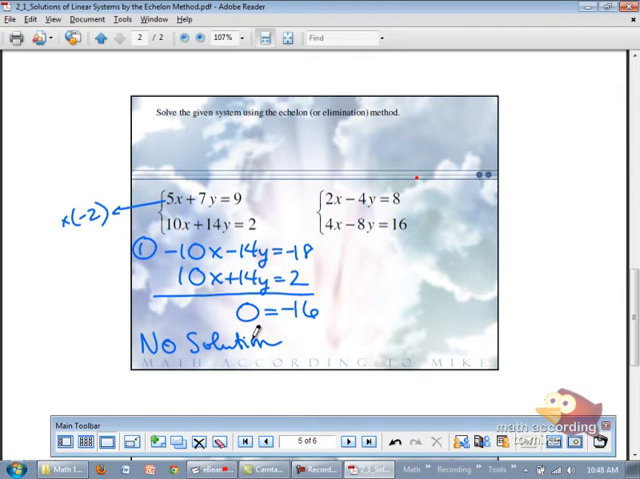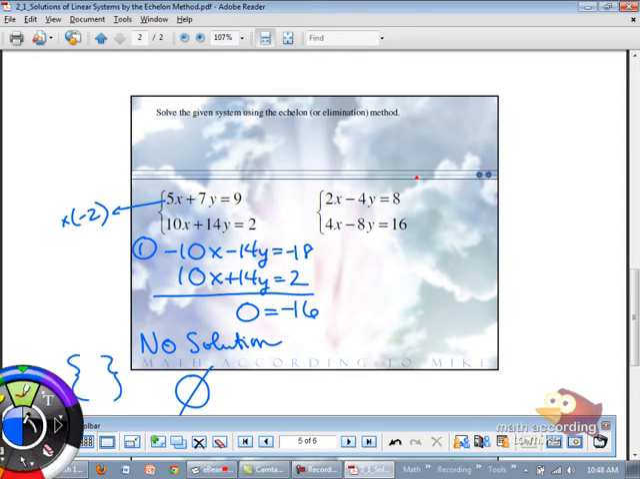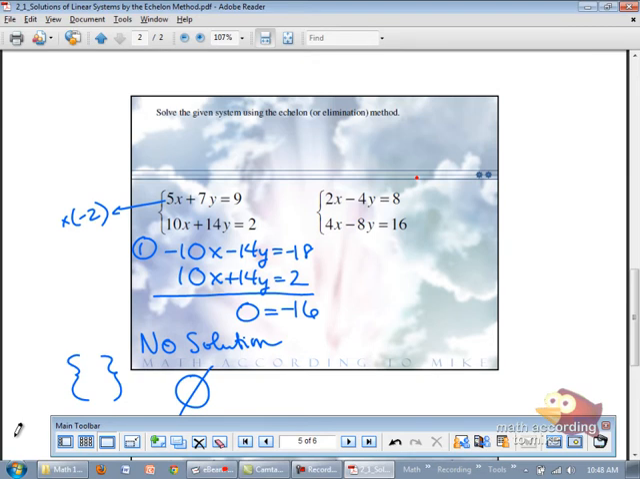If you like symbols, you can draw that one. If you're even fancier, you can do braces. Notice the pinky out with nothing in them. However, please understand, I don't know if I mentioned this already, this is no solution. This is not the number 0. In a computer science class, this is the number 0. But if the answer is 0 and you write this, you are writing there's no answer. So please be careful. So again, when your variables cancel and you get something false, no solution.